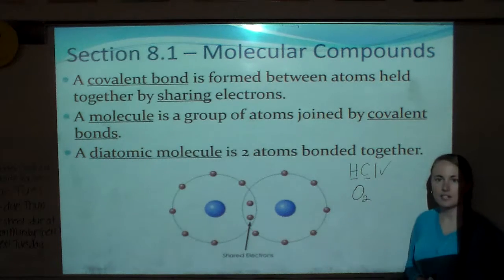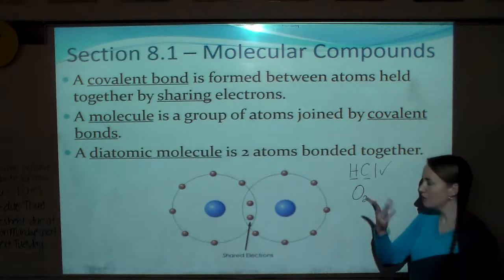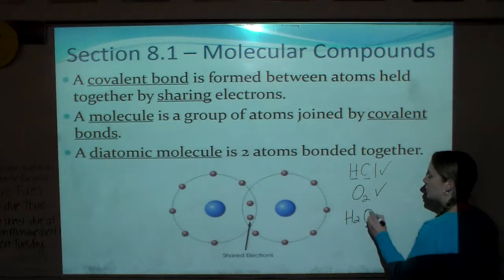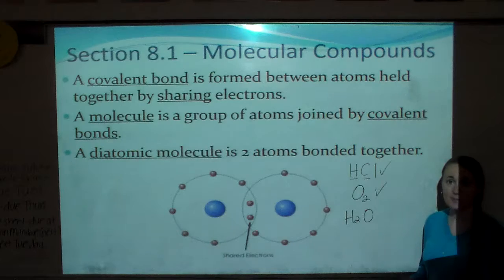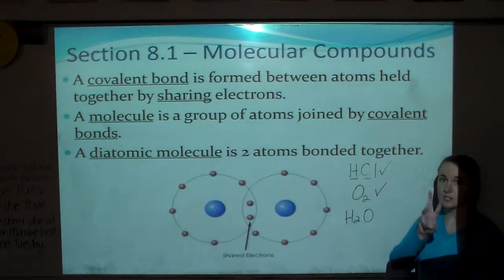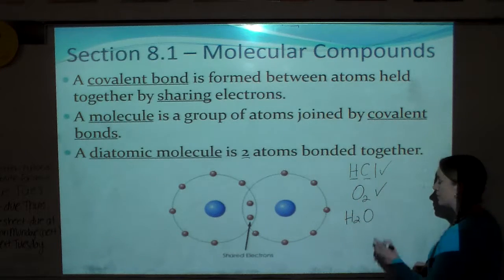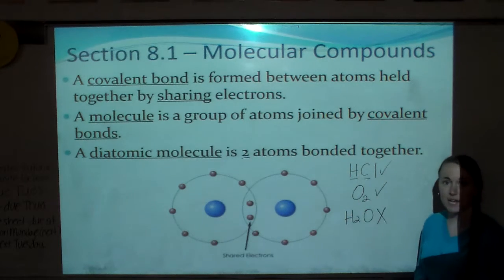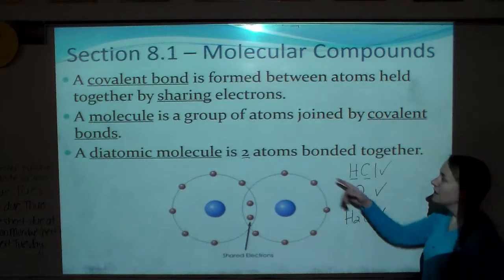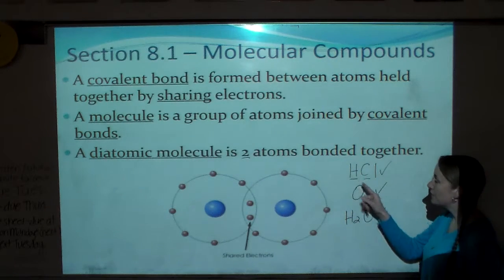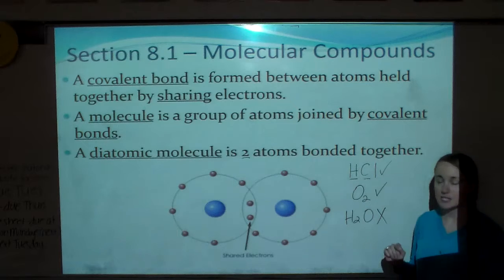O2. Is that two atoms? Well, we have O bonded to O, that's two. So that would be diatomic. But H2O, is that diatomic? No, because we have two H's, one O, that's three atoms. And diatomic is two atoms only, so that would not be an example of diatomic. So diatomic molecules either have two different atoms bonded together or two of the same atom bonded together.